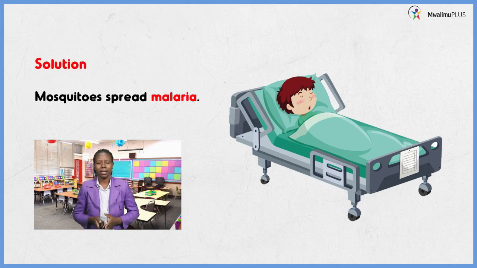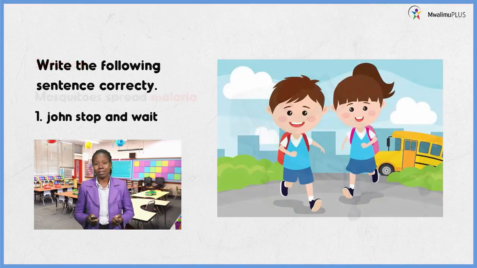Mosquitoes spread malaria. Oh, so this is the disease that we get when we have mosquitoes around where we live. So, let's always care for each other. When we have tall grass around where we live, we make sure that we cut it short. Very good. So, children, we are supposed to write the following sentences correctly.